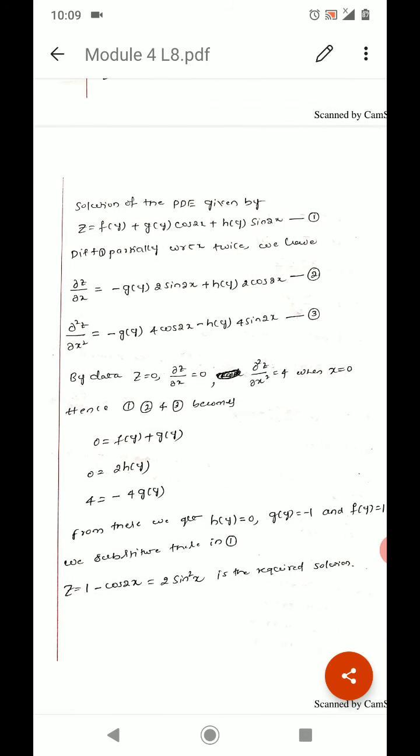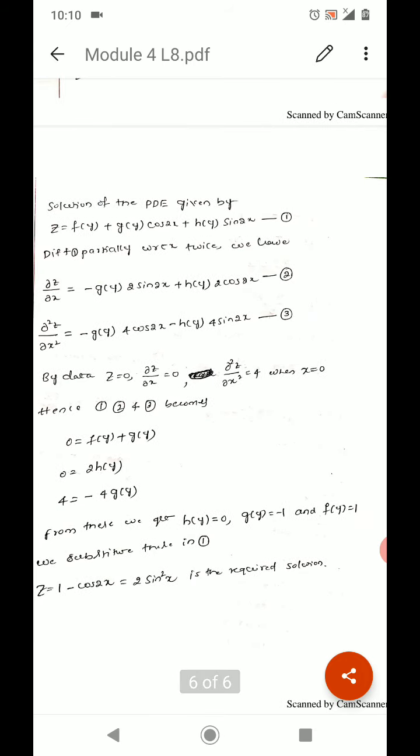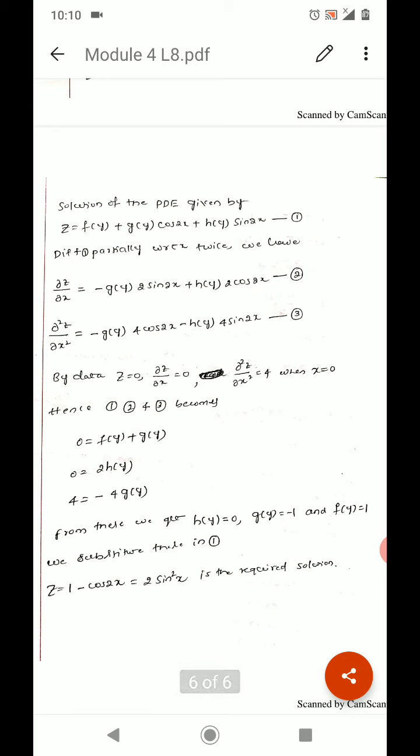So use these results, that is h of y is equal to 0, g of y is equal to minus 1 and f of y is equal to 1 in equation 1, which becomes z is equal to 1 minus cos 2x, that can be written as 2 sin square x. So that is the required solution.